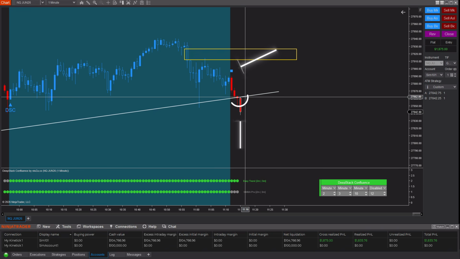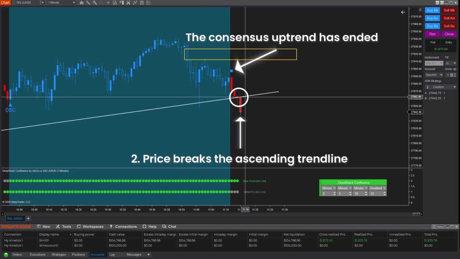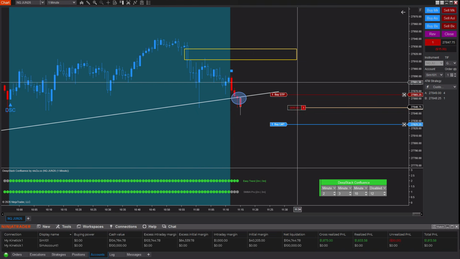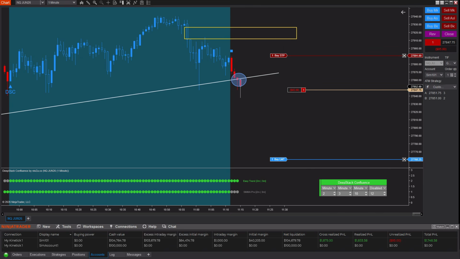Next, right here, we can see that the trend confluence has come to an end. At the same time, price also breaks below the previous bullish trend line, which gives us an additional layer of confirmation. So at this point, we quickly execute a sell trade, taking advantage of the moment when the bullish confluence breaks down. But here's an important note. You don't want to jump in immediately just because the signal appears. It's always better to wait for extra confirmation from other factors. In this case, I use the break of the bullish trend line as that confirmation, which makes the entry much more reliable.